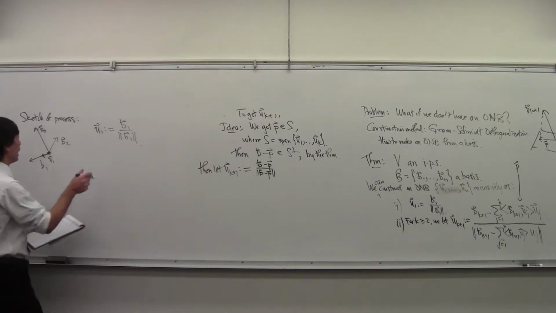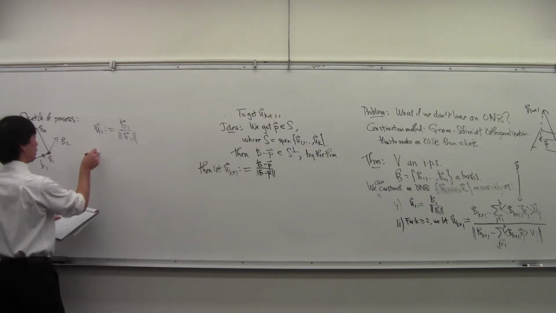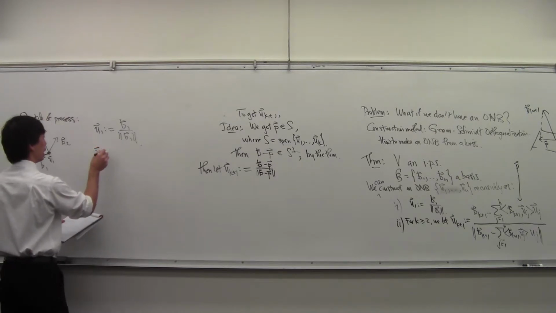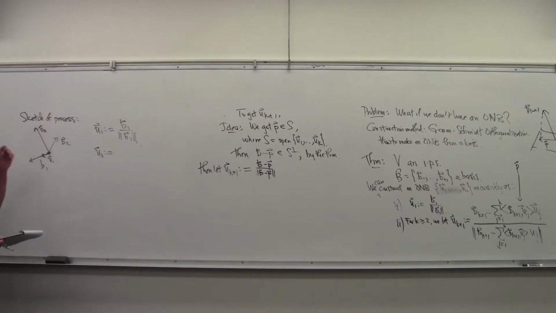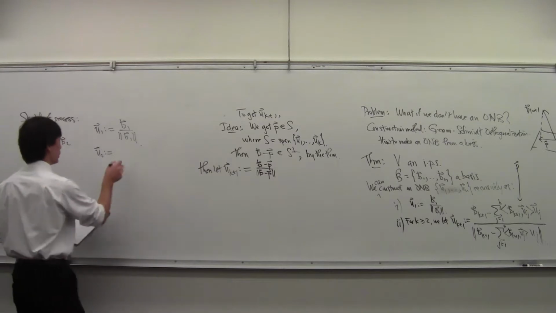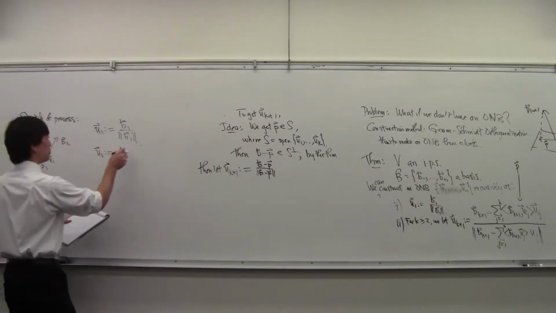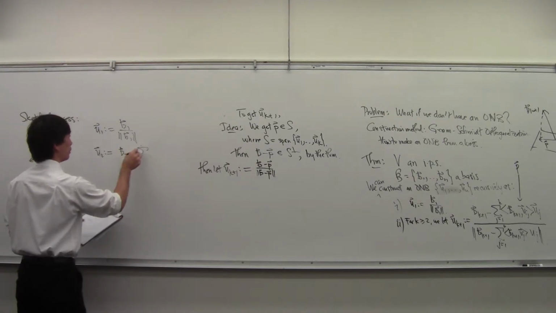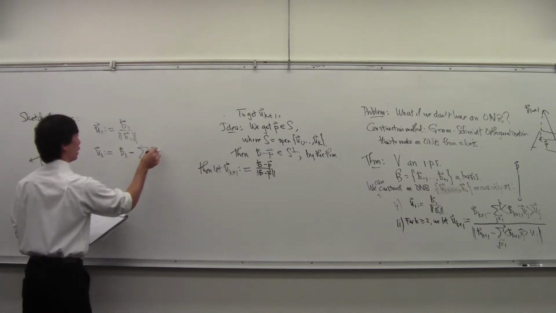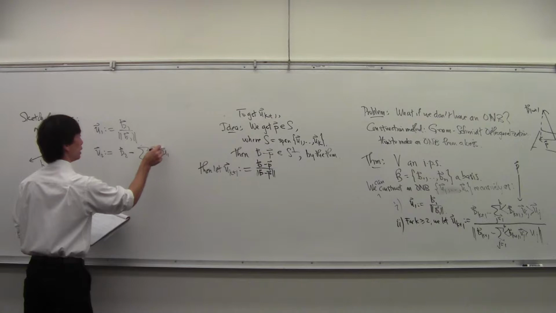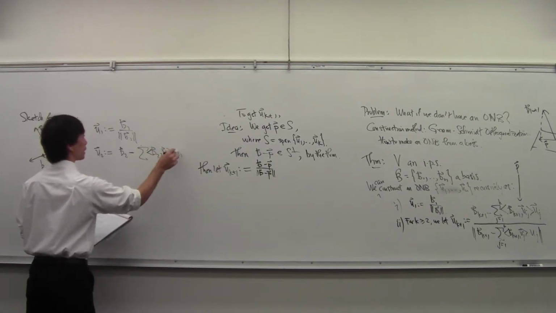Now, for U2, what are we going to do? Well, we're going to take B2, and we're going to subtract off the projection of B2 onto U1, the U1 subspace.